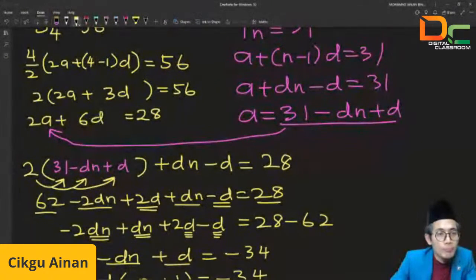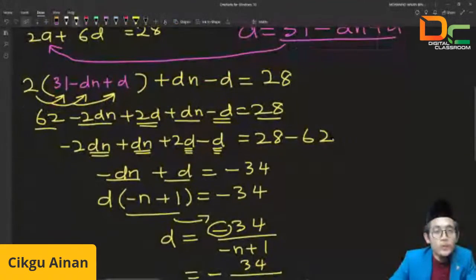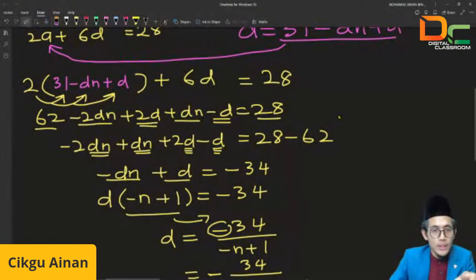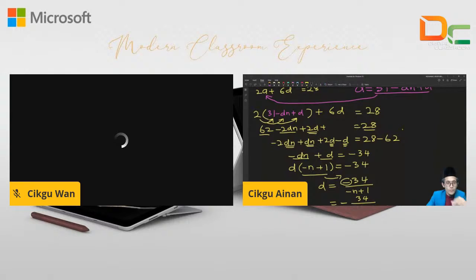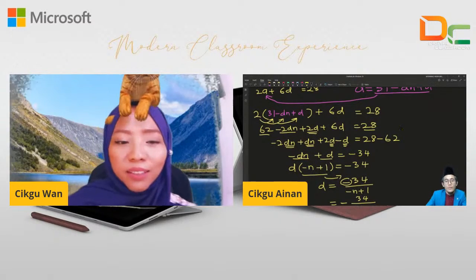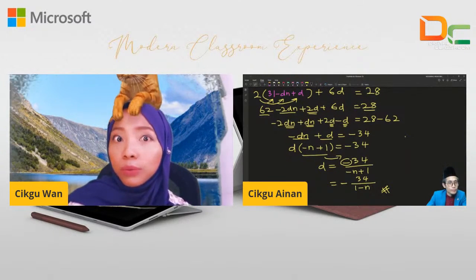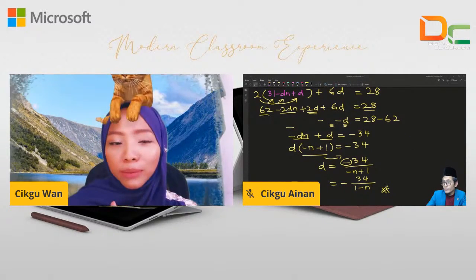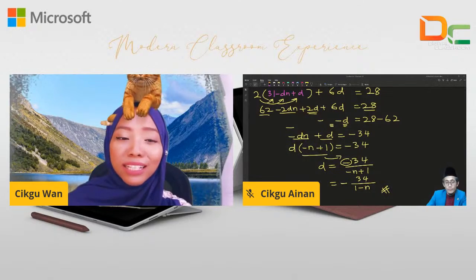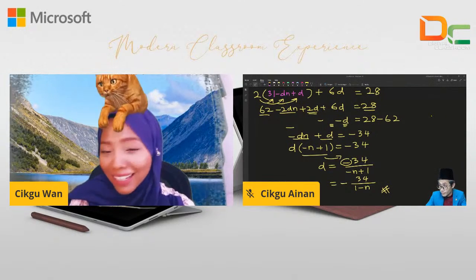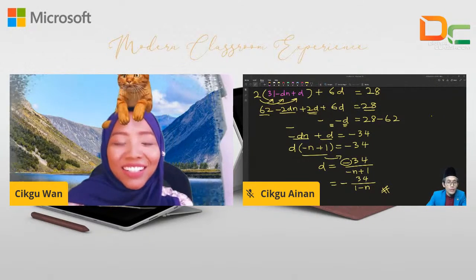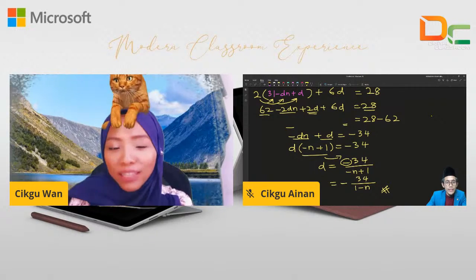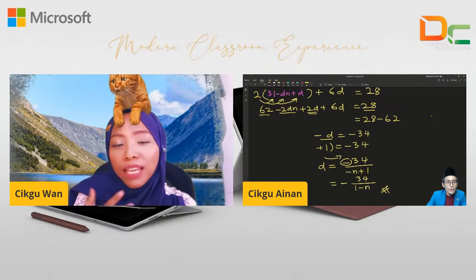So 6D, 6D. That one, this one copy only. Okay, Aina, maybe we don't need to worry about the calculation because it's just a simultaneous equation. I'm sure that the students can calculate themselves, right? As long as you understand the explanation behind every question.